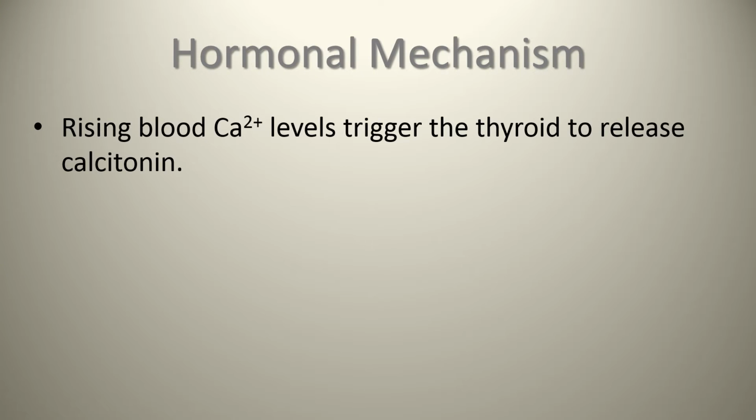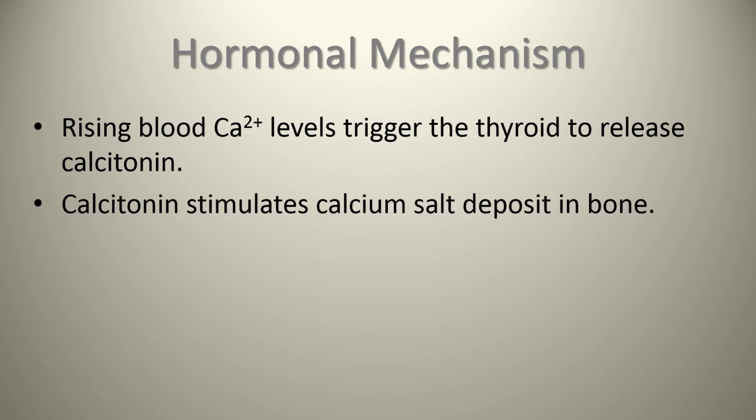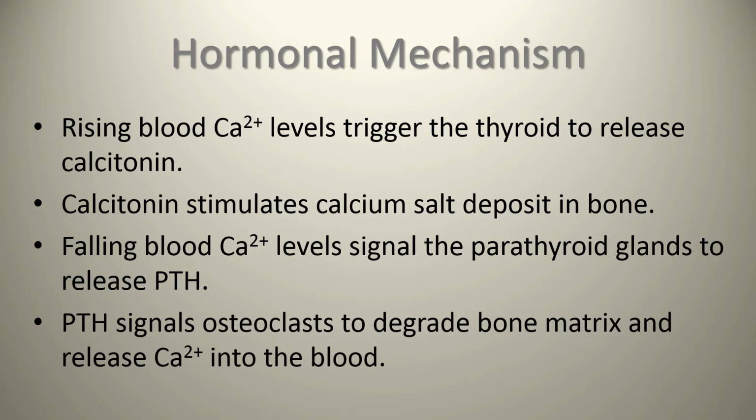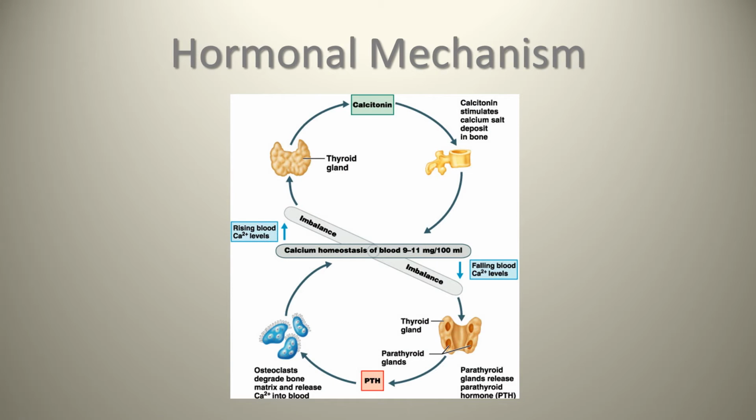Basically, rising blood calcium levels trigger the thyroid to release calcitonin. Calcitonin then stimulates calcium salt deposition in the bone. Falling blood calcium levels signal the parathyroid glands to release parathyroid hormone. Parathyroid hormone signals osteoclasts to degrade bone matrix and release calcium into the blood. Diagrammatically, this is a picture of what these 2 look like.